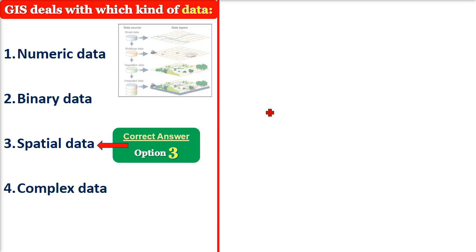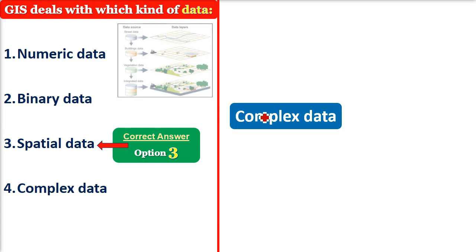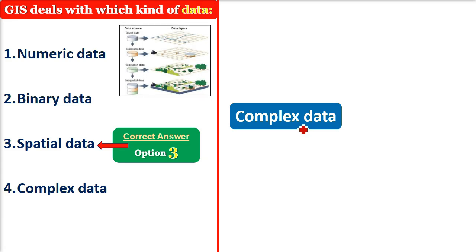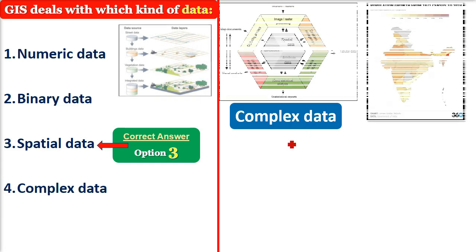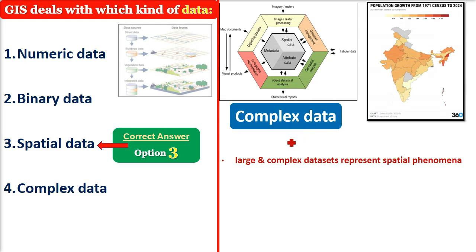In GIS, what is complex data? See, in GIS, normally we deal with this spatial data, but all that can be more easily categorized into numerical data, binary data, complex data. Because spatial data is a bigger word for data having location information. But complex data is about the large and complex data sets, and these should be spatially related. They should have spatial information.